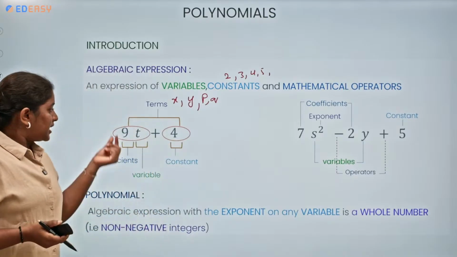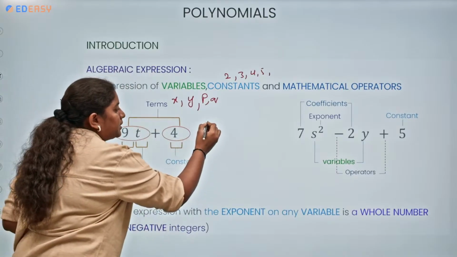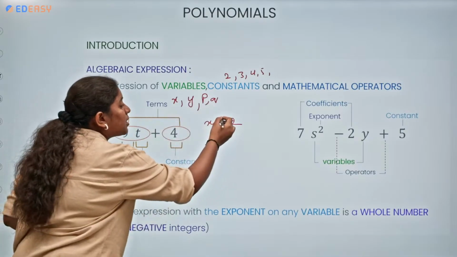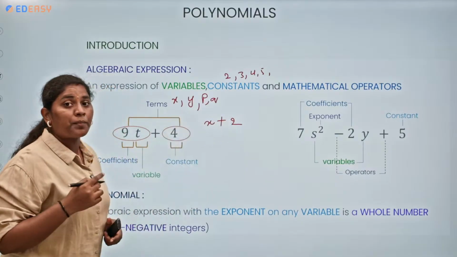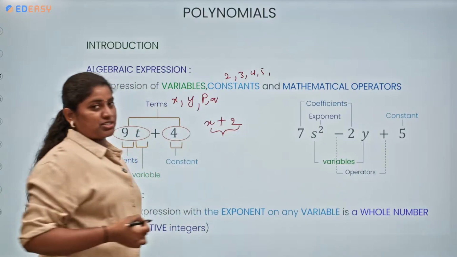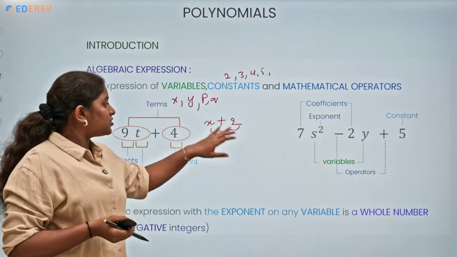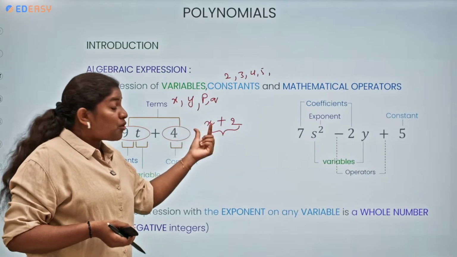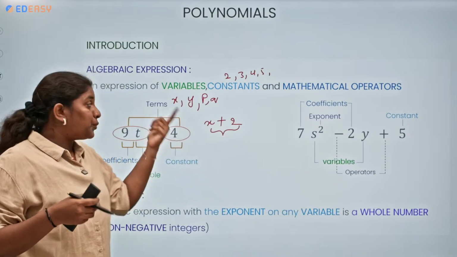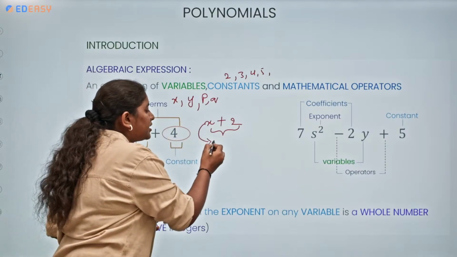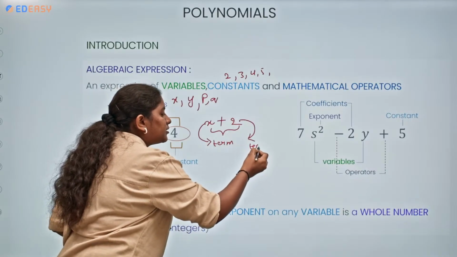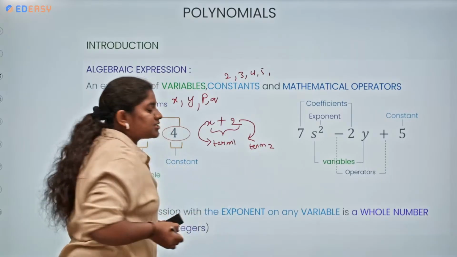Okay, it means if you are taking a variable x and a constant 2, and you are combining them using a mathematical operator plus, now this will become your algebraic expression. Now what is meant by the terms in your algebraic expression? You can consider a variable as a term, and you can consider a constant as a term. So this is your term 2 and this is your term 1.